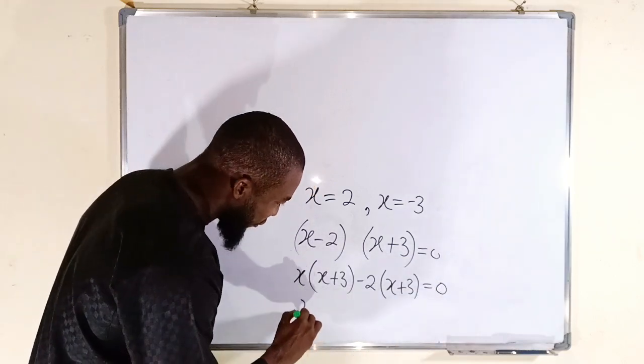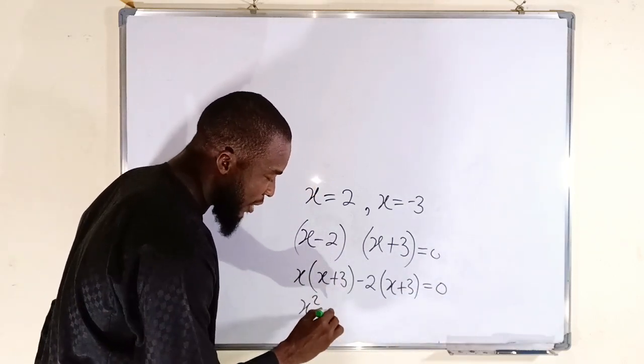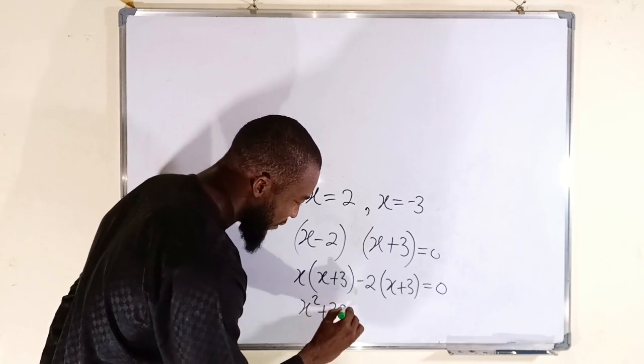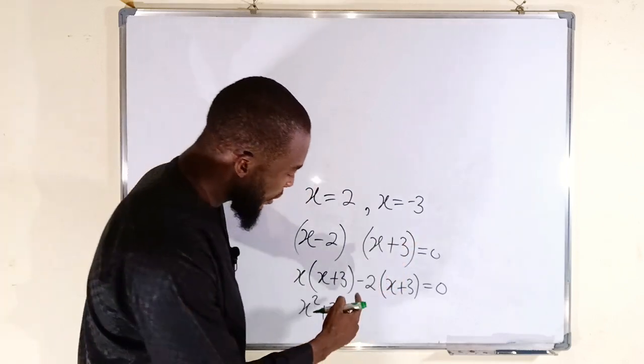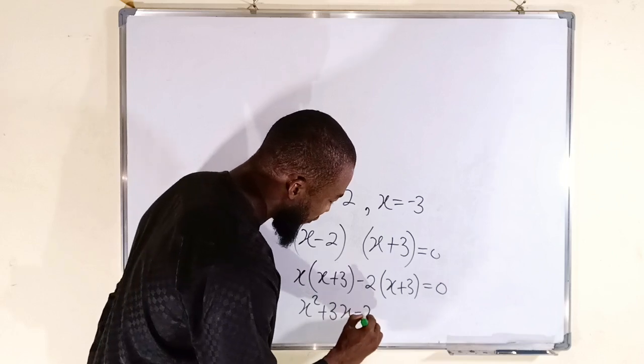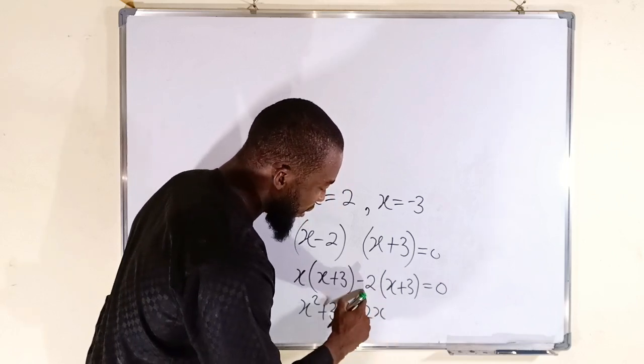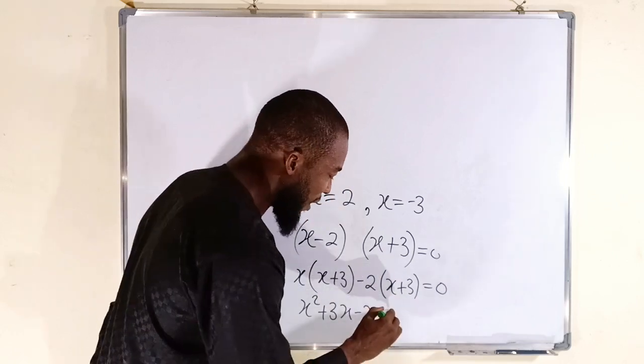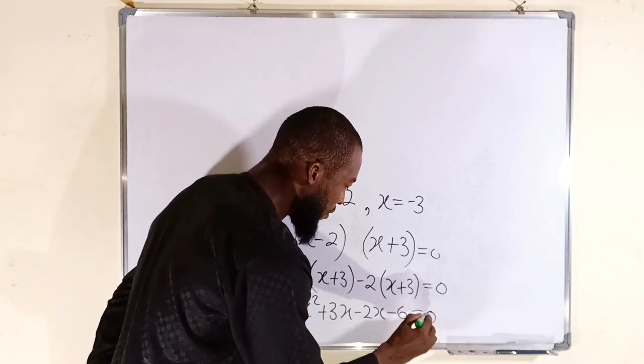x times x is x squared. x times positive 3 is 3x. Then you go to the other one. -2 times x is -2x. Then -2 times positive 3 is -6. This is equal to 0.